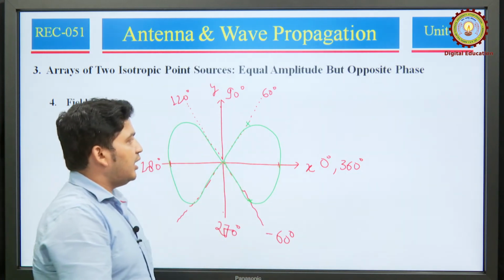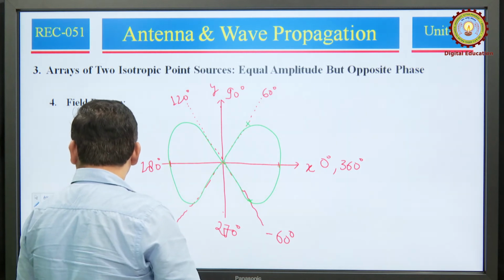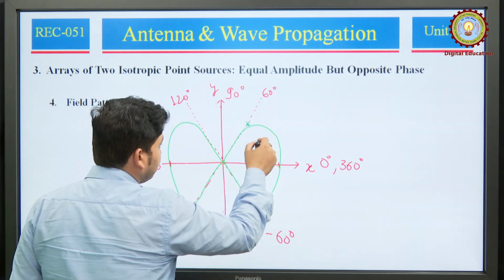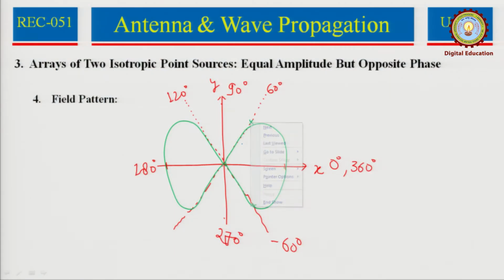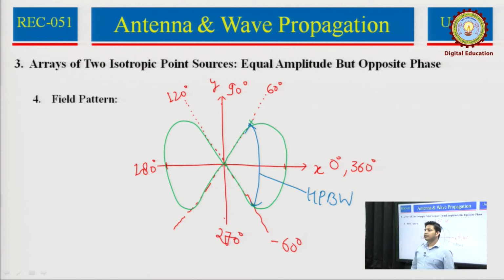and the rest is similar. And if we want to plot the half power points, this is our half power beam width. So, what is it? 120 degrees, because 60 over here, 60 over here, total 120 degrees. So, this is the radiation pattern or electric field pattern of an array of two isotropic point sources.